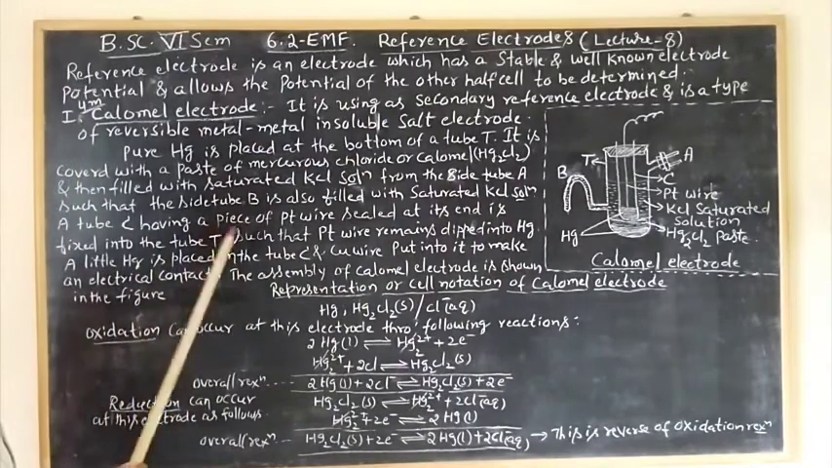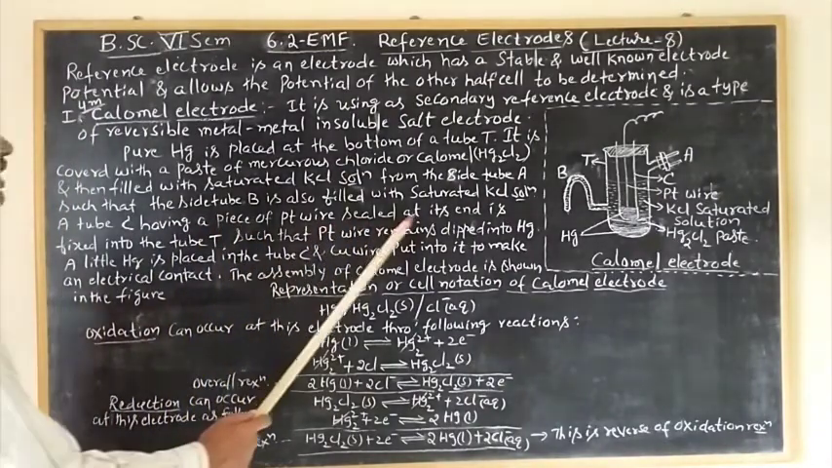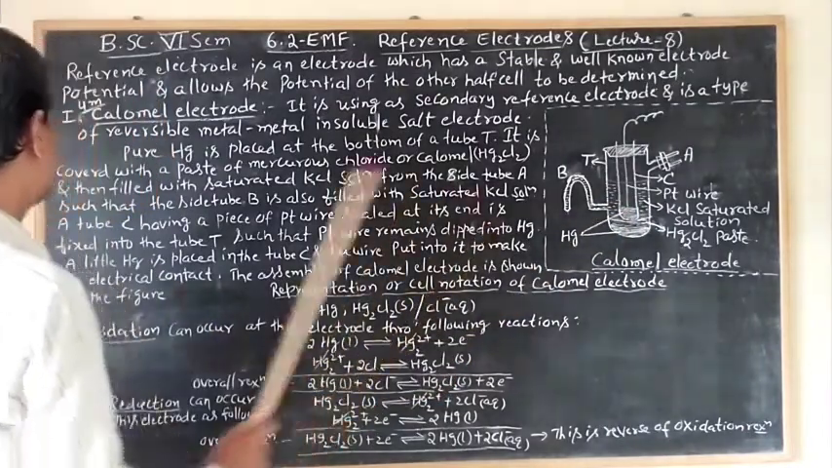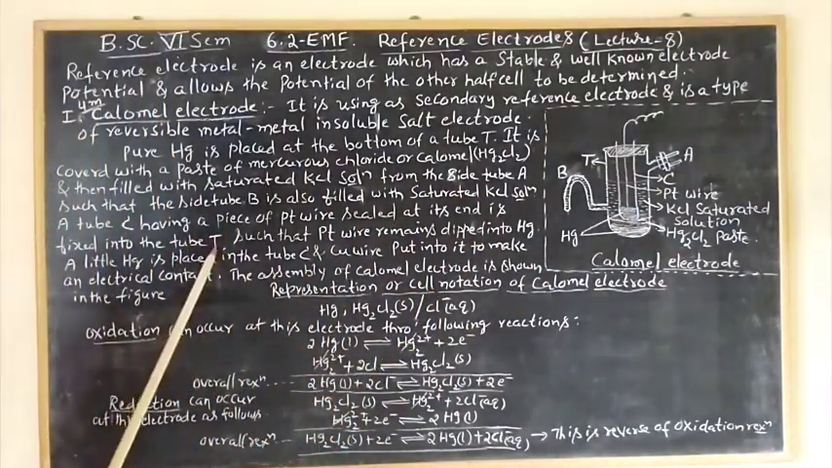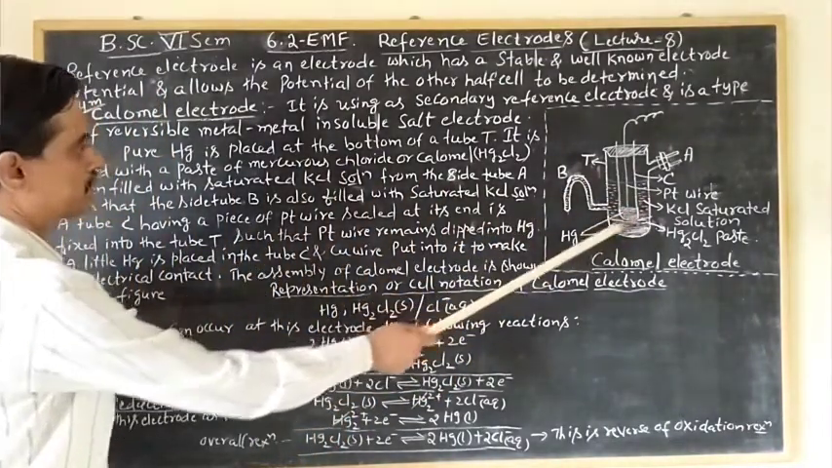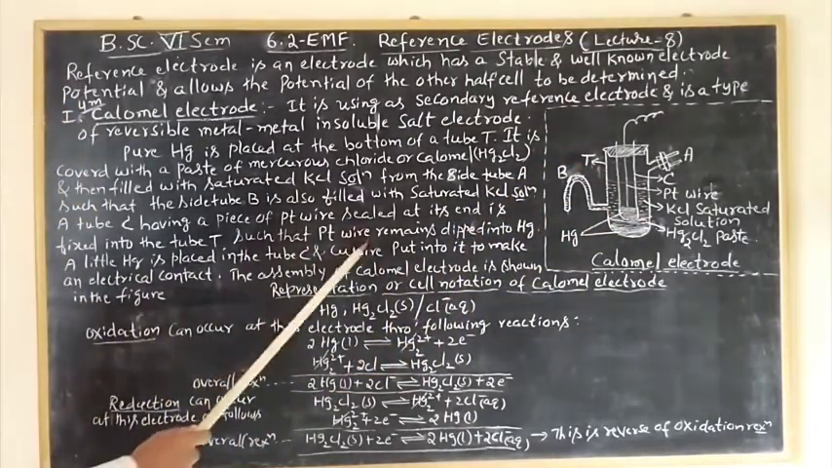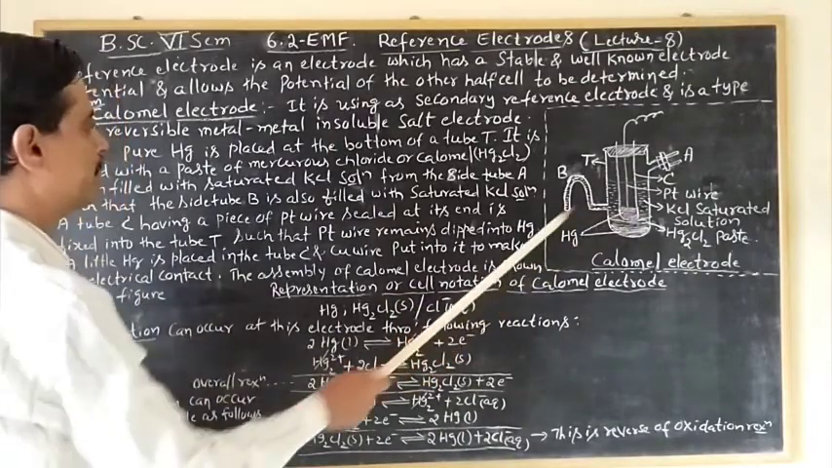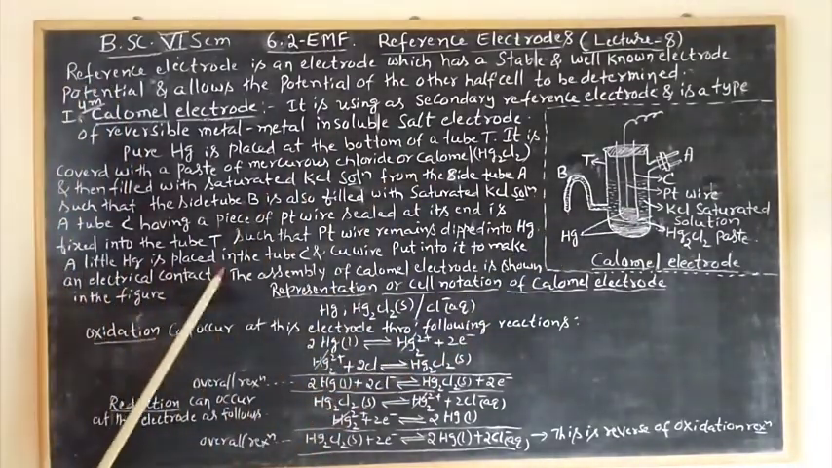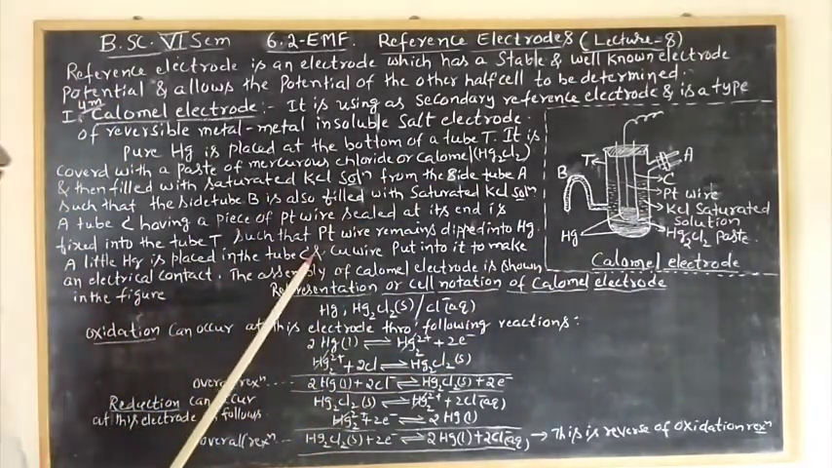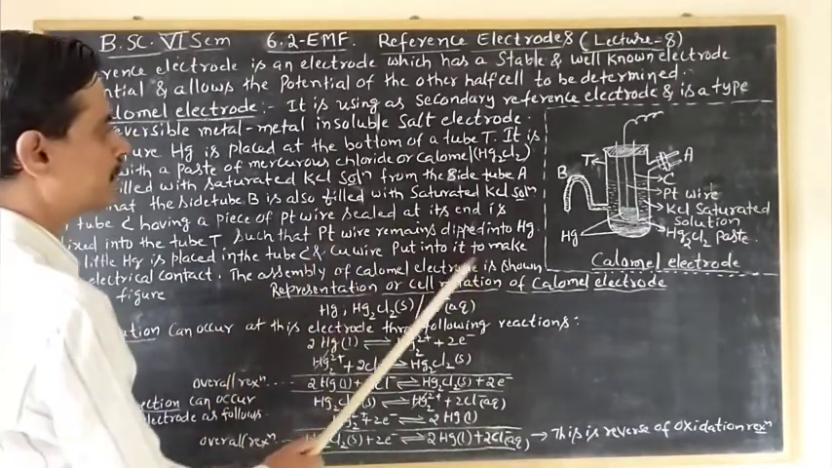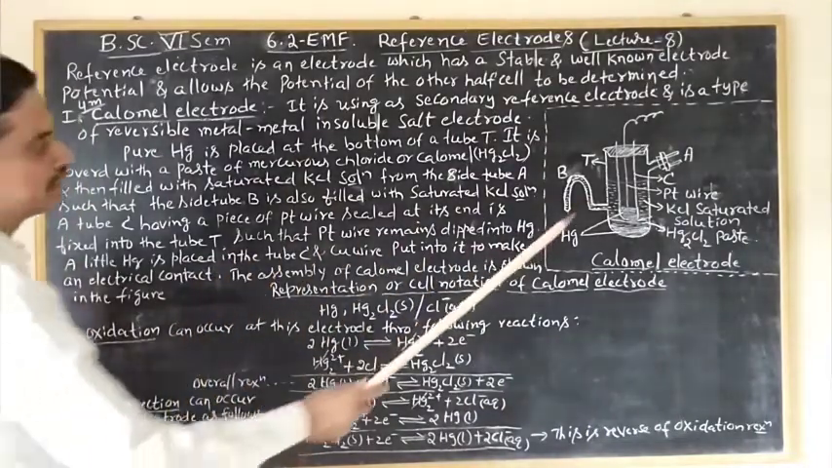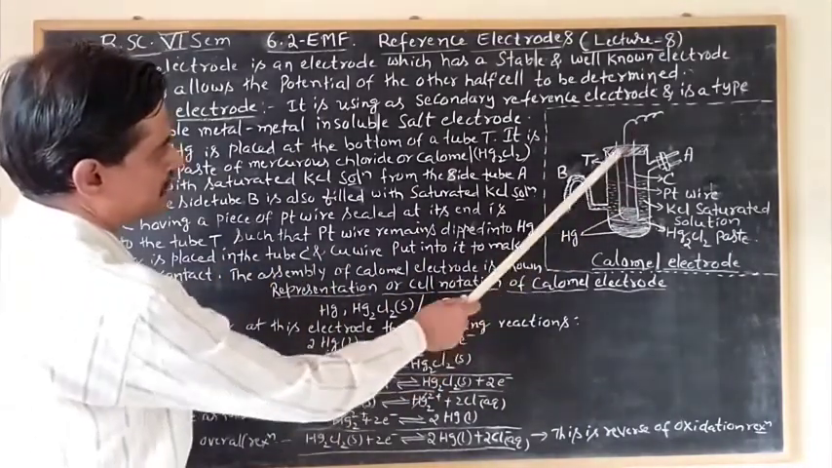A tube C having a piece of platinum wire sealed at its end is fixed into the tube T. It is fixed such that the platinum wire remains dipped in the mercury. And mercury is placed in the tube C, and a copper wire is put into it to make an electrical contact.